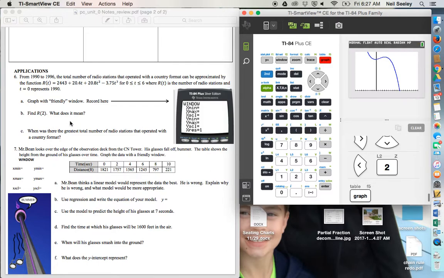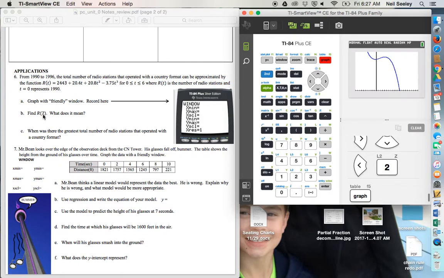So the next piece is, the whole problem is related to the number of country radio stations. It's a funny way to word this: radio stations operating with a country format. And there's an approximation of how many there are. And this is t equals 0, the beginning, in 1990. And then years after that are like R of 2. We're going to find out what R of 2 means.